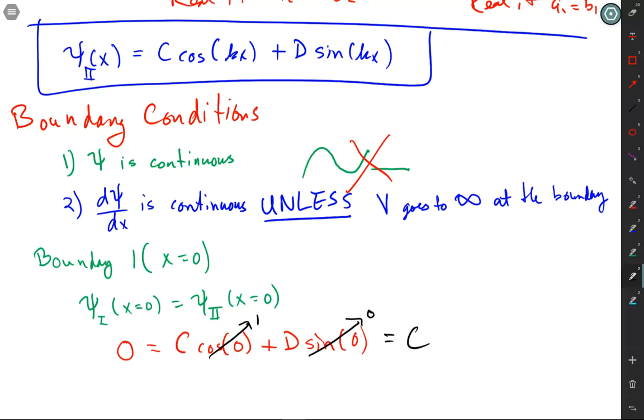It doesn't take much math acumen to say, oh, we have just discovered something that makes our wave function simpler. We now have a wave function of psi in region 2 of x is equal to d sine of kx. Right? The c completely disappeared because it's equal to 0 because of the boundary condition. So life's easier, right? We still don't have quantized anything. This is quantum physics. We got to get to the next step to get quantized.